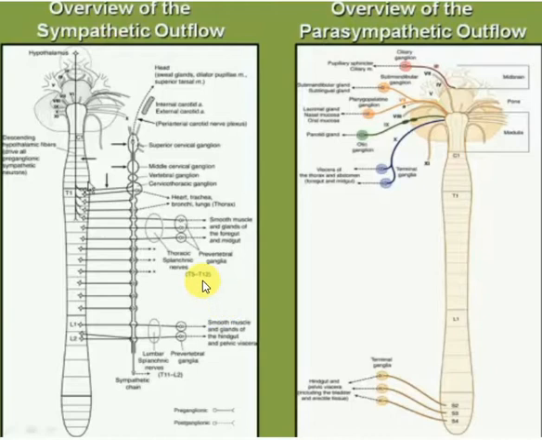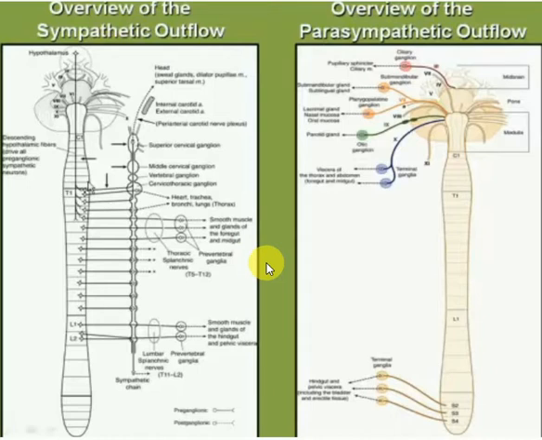Before discussing the differences between the two, first we have to understand the similarities between the two systems. The similarities are that whatever we said about the autonomic nervous system is true both for the sympathetic as well as the parasympathetic outflow or system. That is to say that both the sympathetic and the parasympathetic innervate the cardiac muscle, the smooth muscle, and the glands.